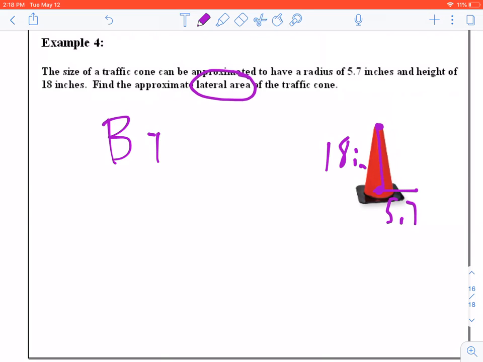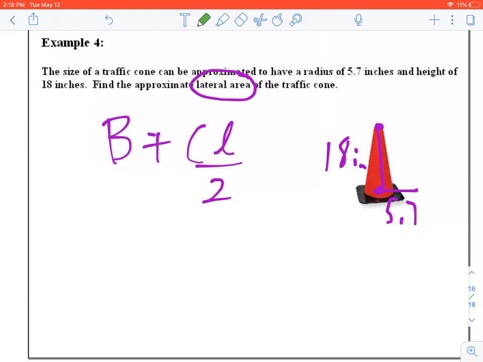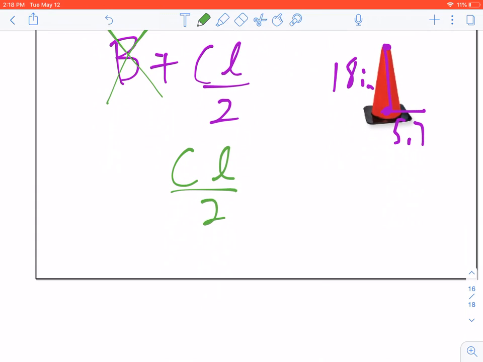So if my surface area formula was this, lateral area does not want a base. So we get rid of the base. So it is just circumference times slant height divided by 2. Circumference is 2 times pi times the radius, which is 5.7, times the slant height. Now, slant height, that's this height coming down here. We don't have it, so we find it.